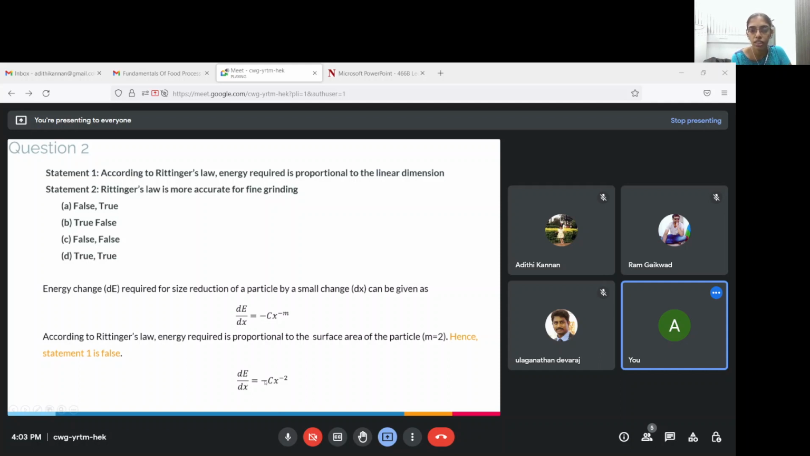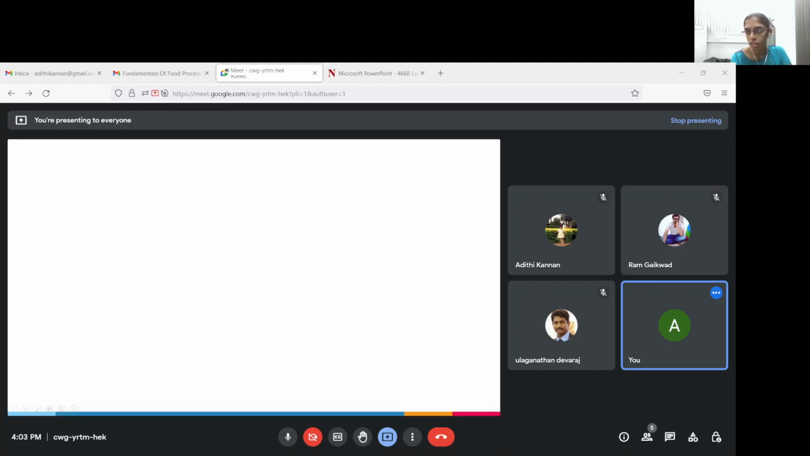So dE by dx is equal to minus C x power minus m, where you substitute m is equal to 2, and we get x power minus 2. When we integrate this from 0 to E, being the total amount of energy required, and we integrate the dimension from xf to xp, where xf is the dimension of your feed, that is the inlet feed, and xp is the dimension of your product, that is after grinding or crushing, upon integration we get E is equal to KR into 1 by xp minus 1 by xf, where KR stands for Rittinger's constant.